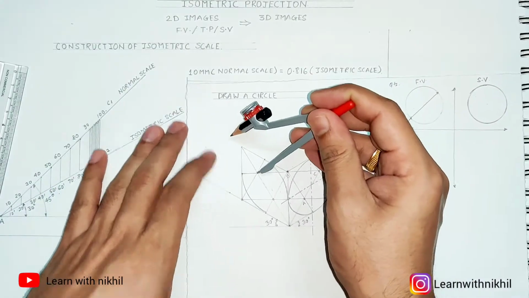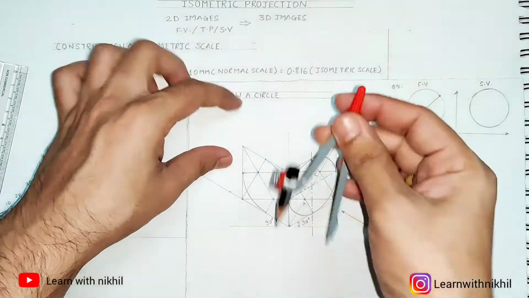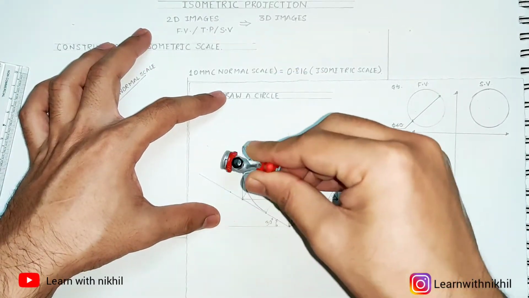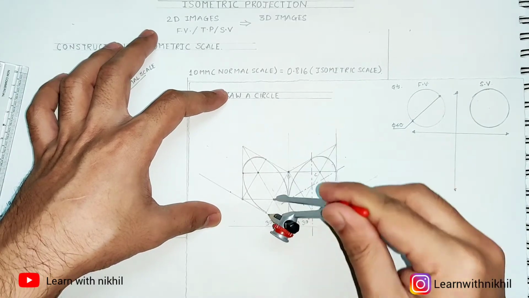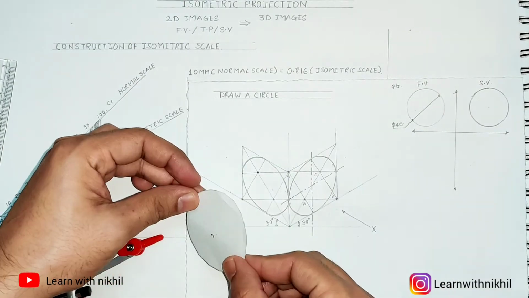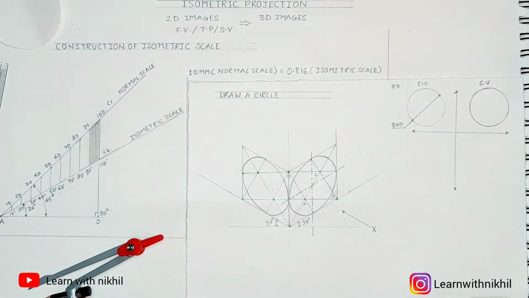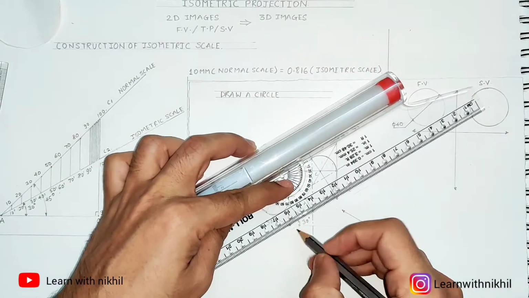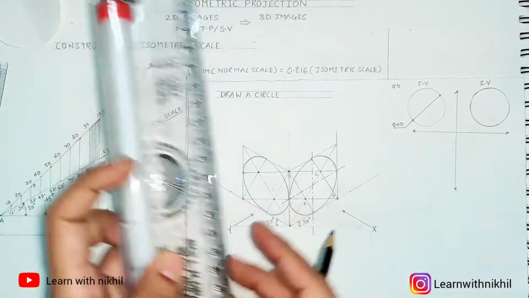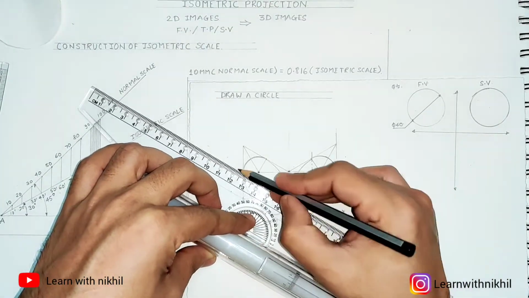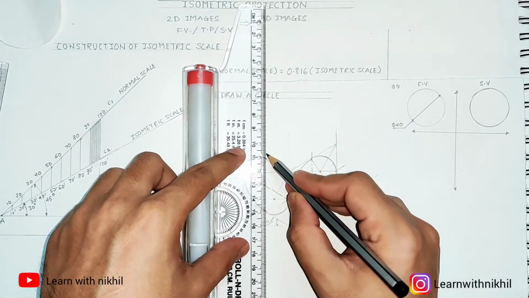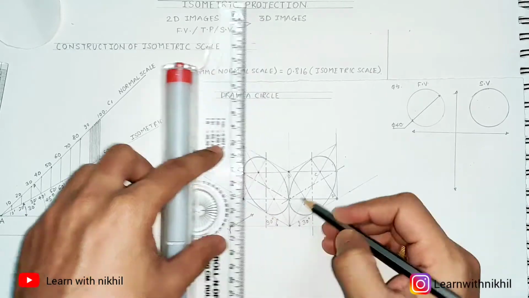Now from this point, reduce the radius, draw the curve, and from this point draw the curve. So we got the ellipse in side view. To represent the side view, we will draw an arrow with Y. So Y represents side view. Now drawing the center line of this circle. So this divides into half semicircles, and this divides into half semicircles.